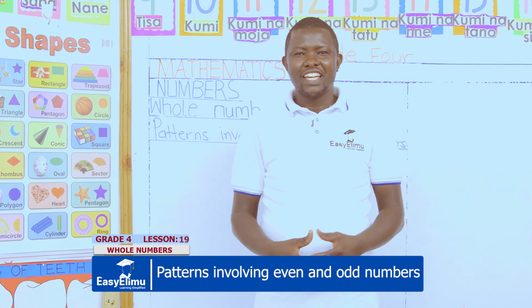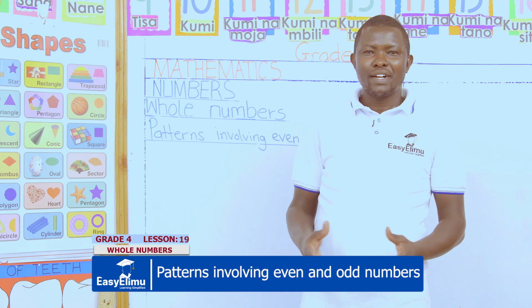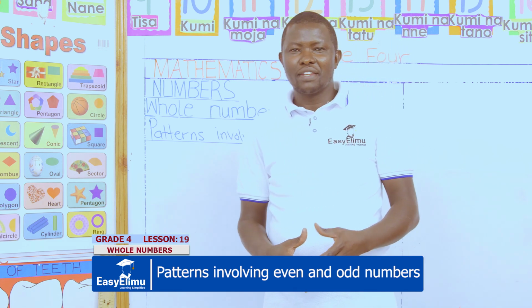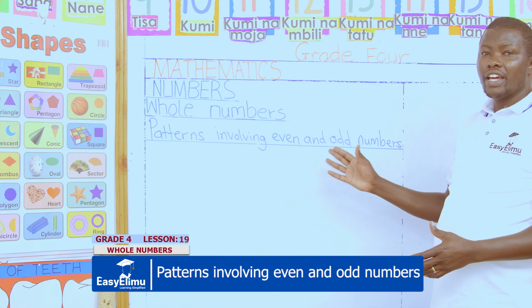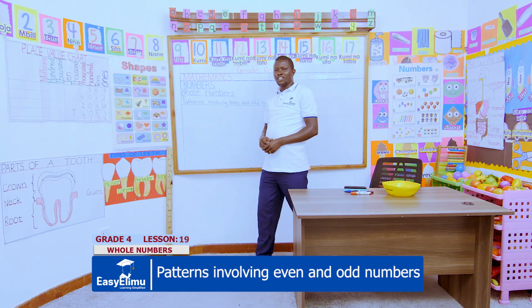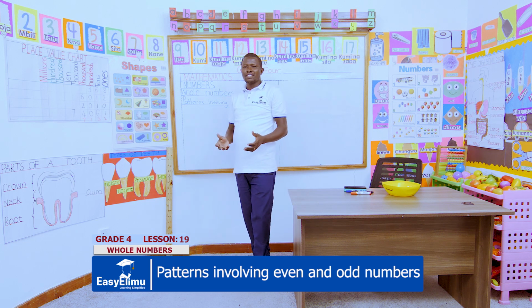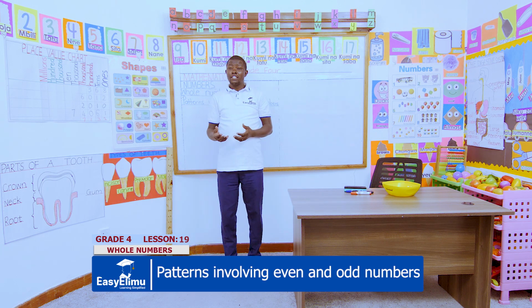In our lesson for today, mathematics activities, we are on whole numbers, and today we'll look at patterns involving even and odd numbers. From our previous lesson, we identified odd numbers and also even numbers.